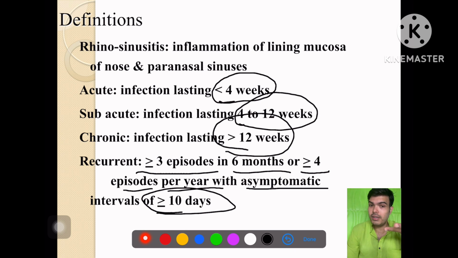So it's not even 6 months. So that is a case of recurrent sinusitis. But it is only in winter. Suppose in the winter you suffer from sinusitis, you suffer from one episode, then that is a seasonal rhinosinusitis. It's a seasonal allergy. Okay.